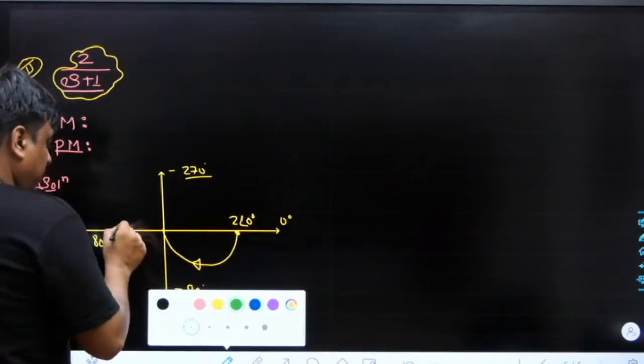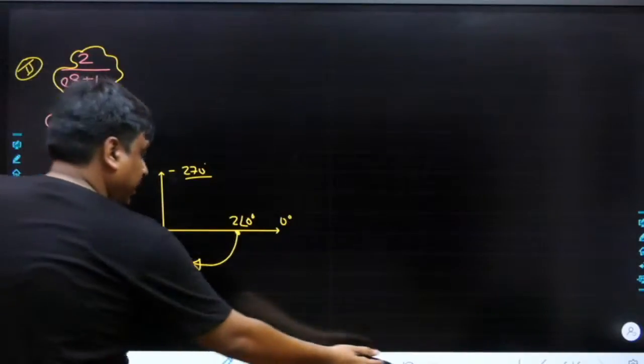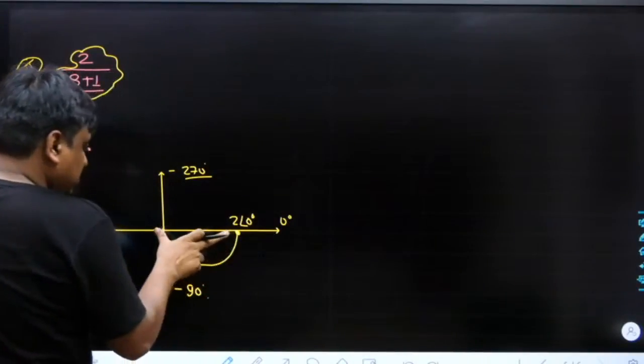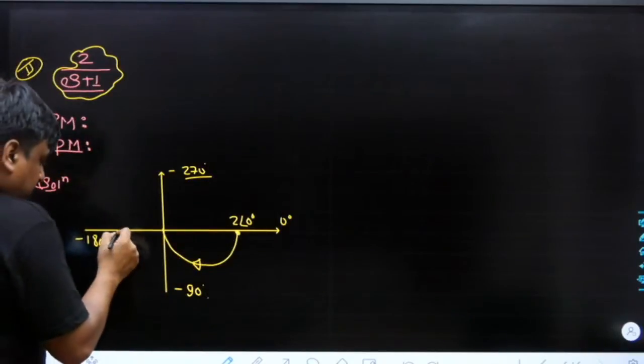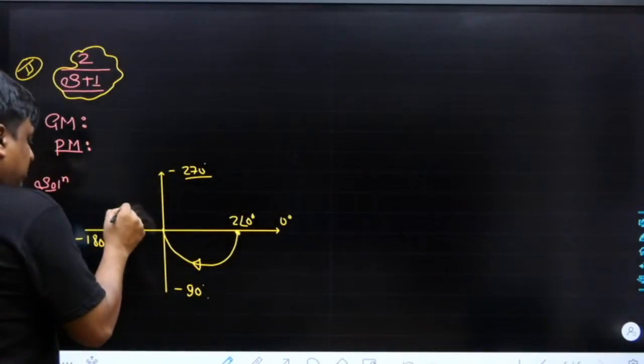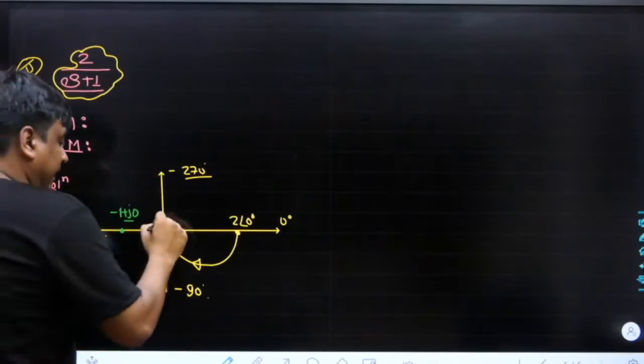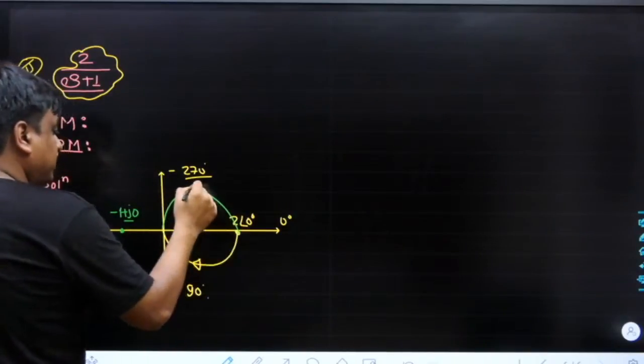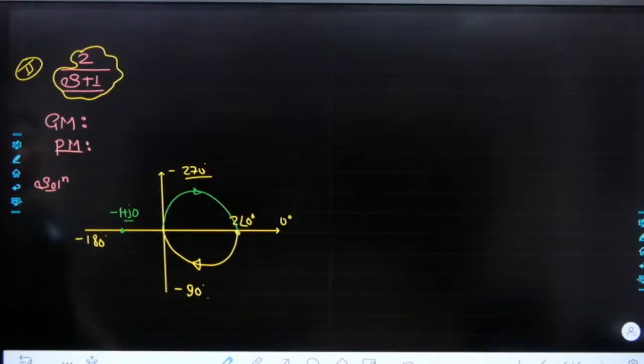Now what we have been doing, this is minus 1 plus j0, where minus 1 plus j0 would be just at half of it. It is simply going to be minus 1 plus j0. Anyways, first complete this curve in the form of Nyquist. Here the Nyquist completes.